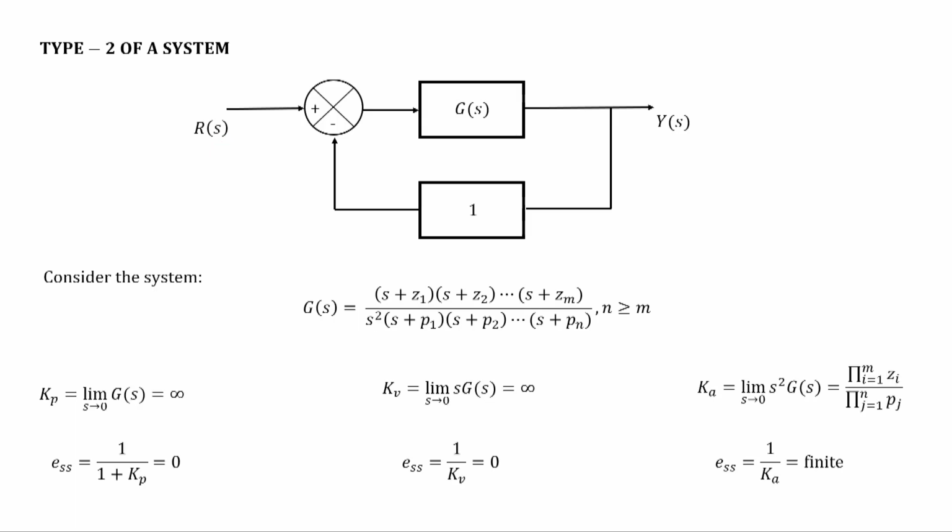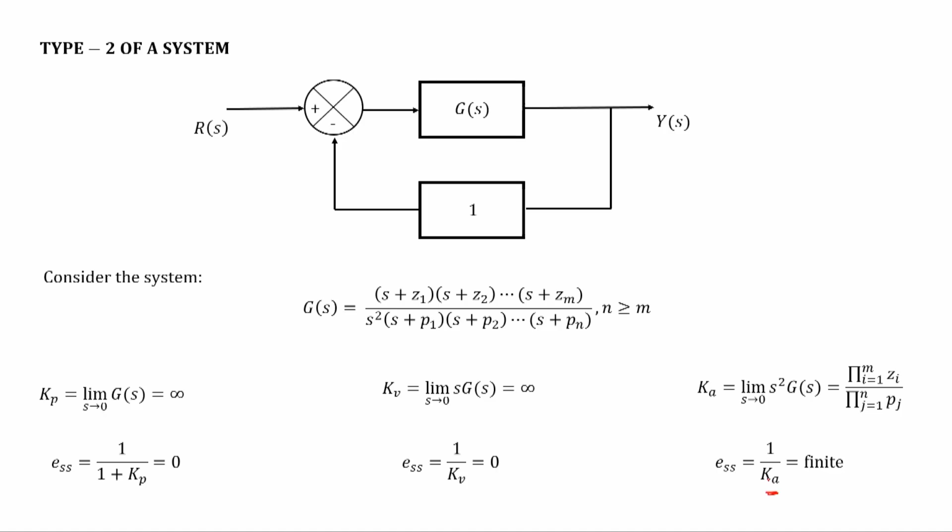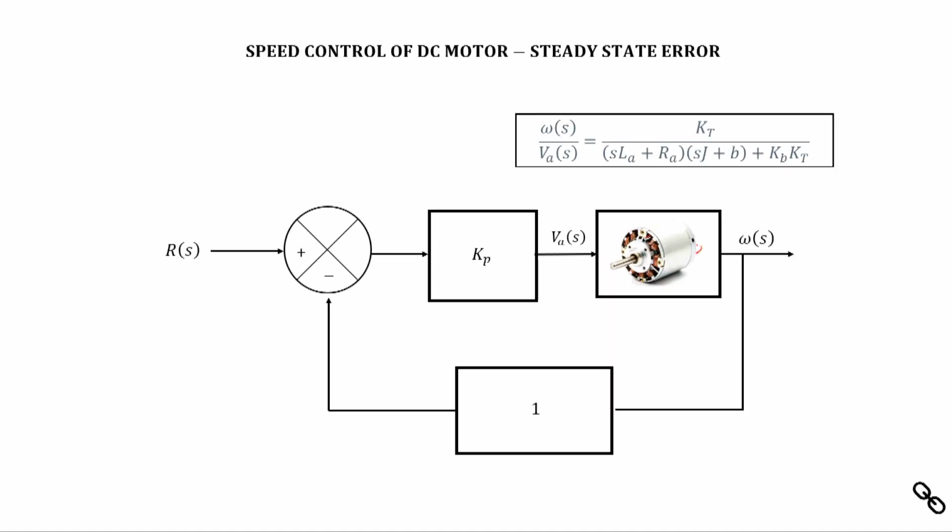Type 2 system, by now you must have already understood what is happening. For type 0 system, it could not reach the reference value of a step input, but it kept a fixed error. For ramp input, it could not follow. For parabolic input, it could not follow. Type 1 systems could follow step input signals, and could follow ramp input with a fixed error, but parabolic it could not. So for type 2, what will happen? It can follow step, it can follow ramp, but it will follow parabolic inputs with a fixed amount of steady state error. So let us take an example.